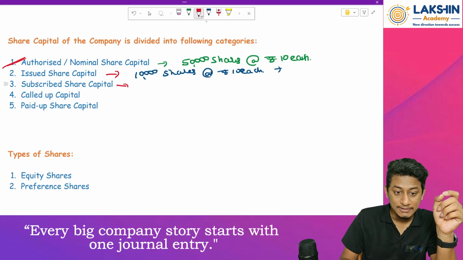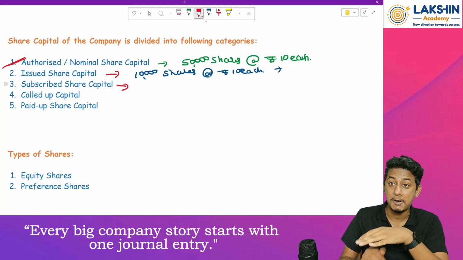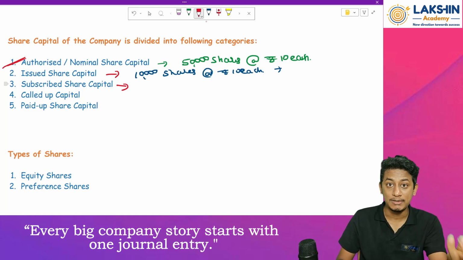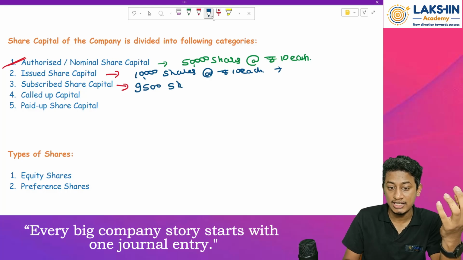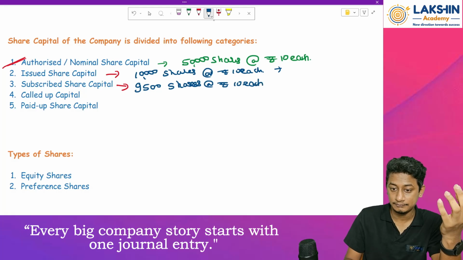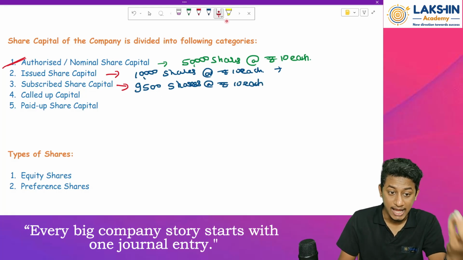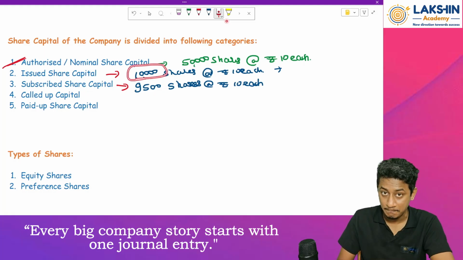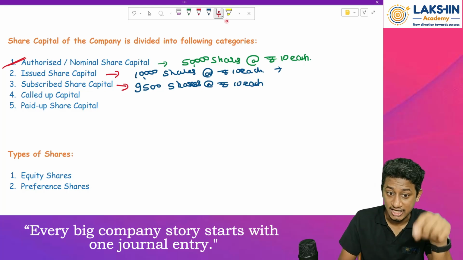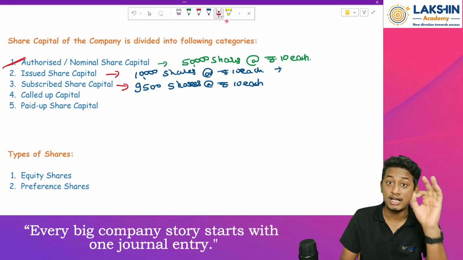Then we have subscribed capital. Now what does subscribed capital mean? Subscribed capital means however many shares are subscribed by the public, how many shares the public wants to buy from the company. In this case, let us say the people have applied for only 9,500 shares at the rate of rupees 10 each. We have received applications for only 9,500 shares. The company wants to raise 10,000 shares, but how much have people subscribed? Only 9,500. Got it? There is an under-subscription over here.